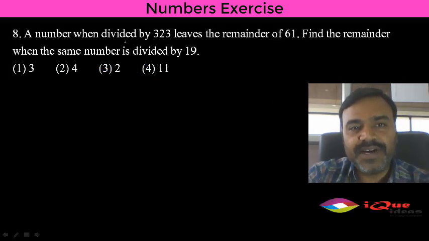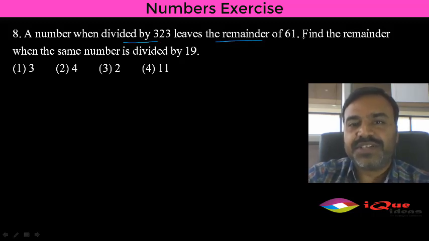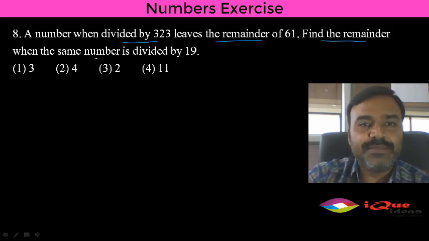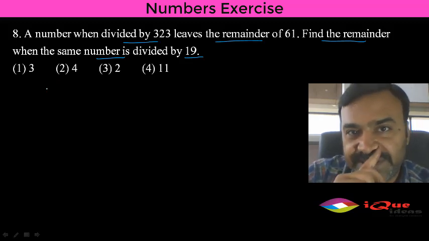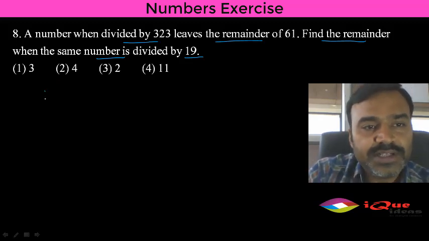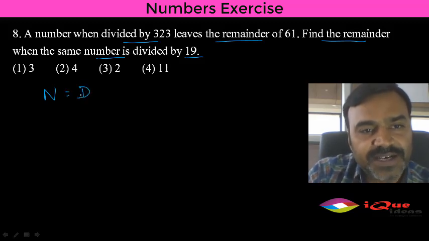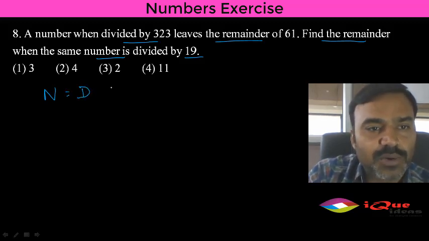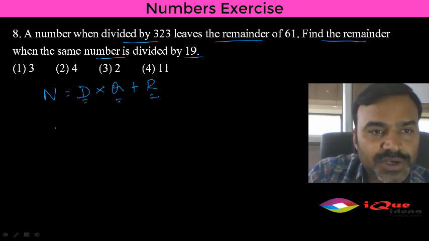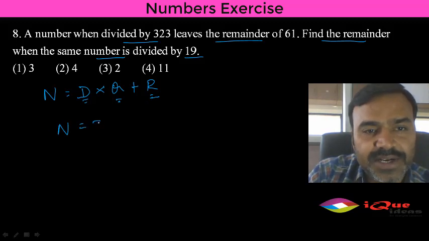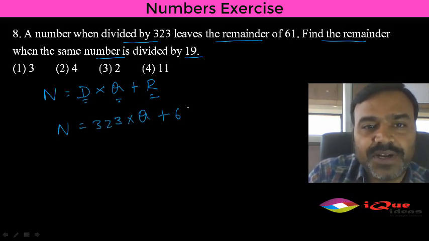Eighth one. A number when divided by 323 leaves a remainder of 61. Find the remainder when the same number is divided by 19. Now for such remainder questions, you need to know this rule: any number when divided by a divisor, we can write this number as n = d × q + r, where d is the divisor, q is the quotient, r is the remainder. So here our number when divided by 323 has some quotient we don't know, and the remainder is 61.